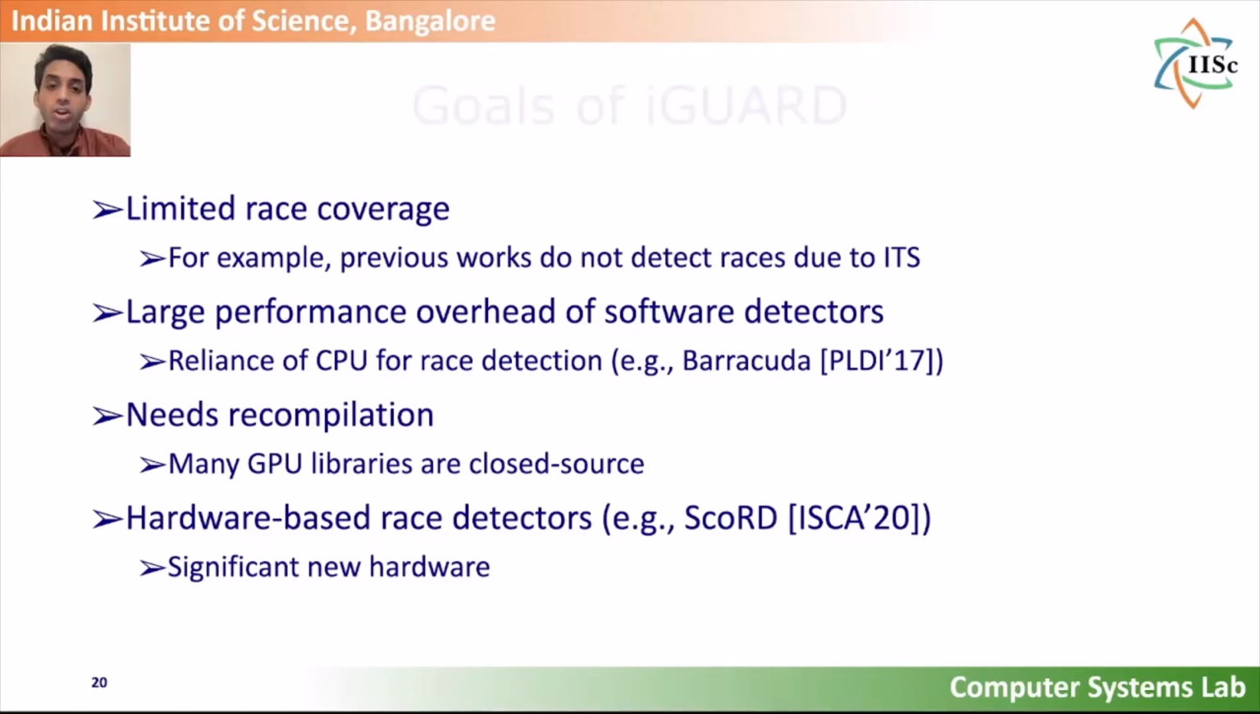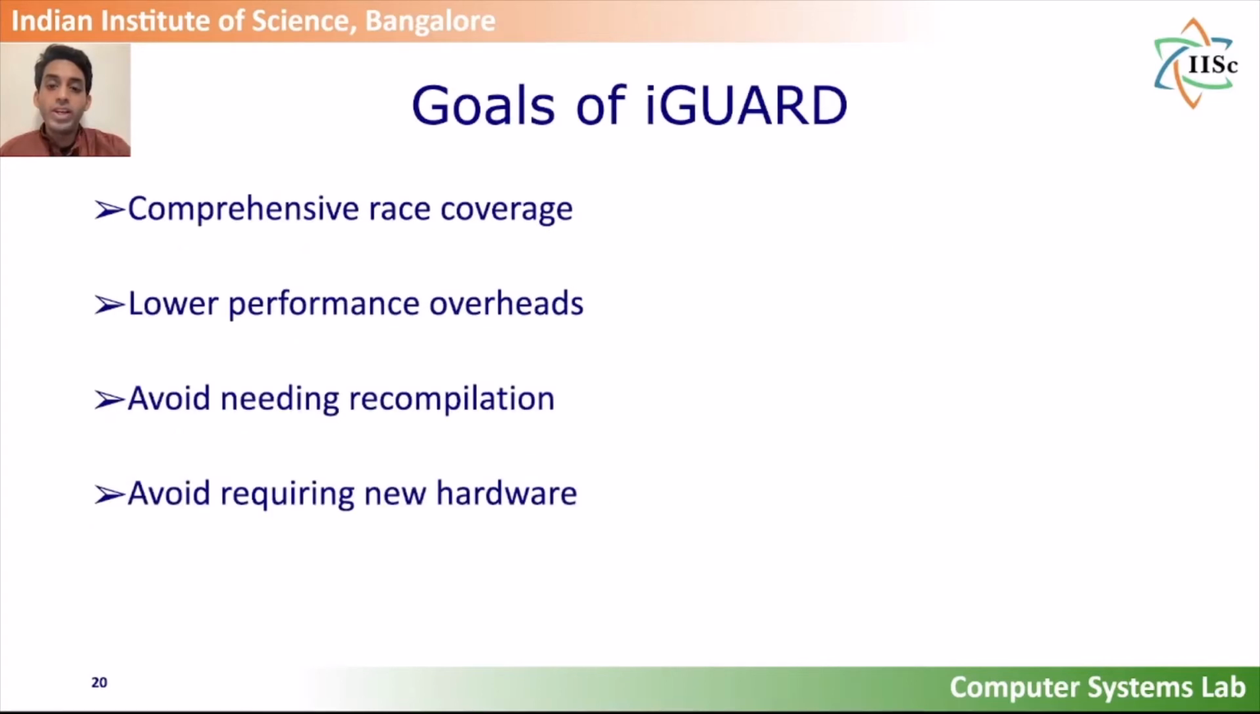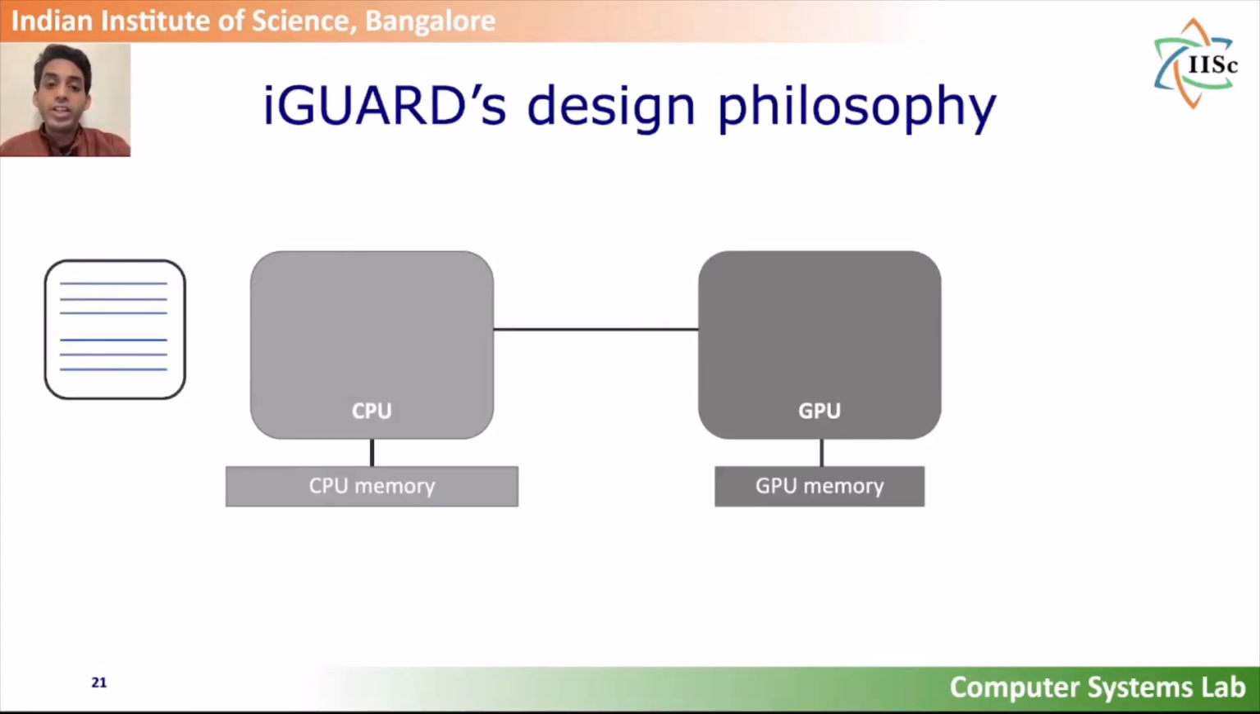As such, our goals with iGUARD are to provide comprehensive coverage with lower overheads that does not need recompilation. This detector should be implemented purely in software with no new hardware. We shall now take a look at iGUARD's design philosophy.